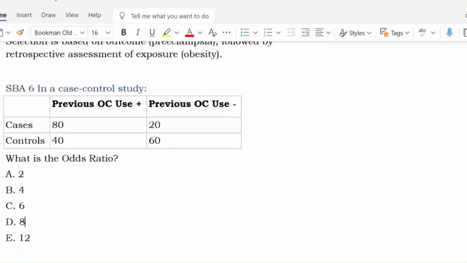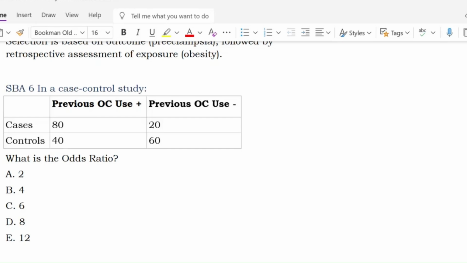A into D divided by B into C. So how will you calculate?